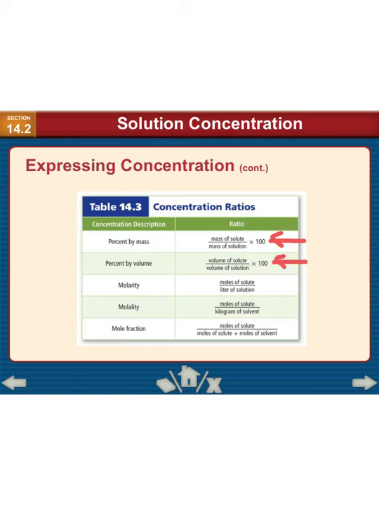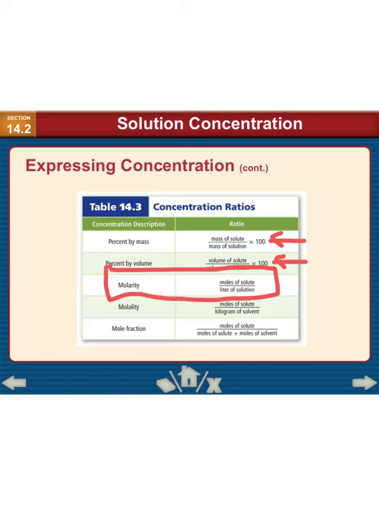Another one is percent by volume, where you are looking at the volume of the solute divided by the volume of the solution. Volume in this case would probably be in milliliters. And in percent by mass, you'd probably be talking grams for the units of mass. The most useful one of all is this one called molarity.